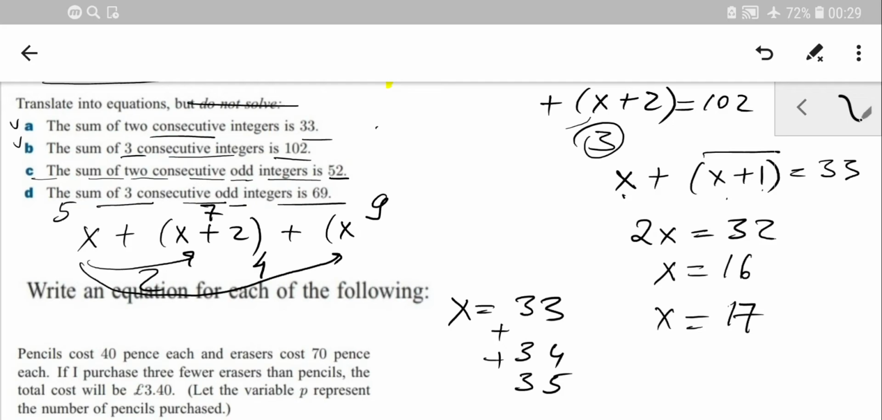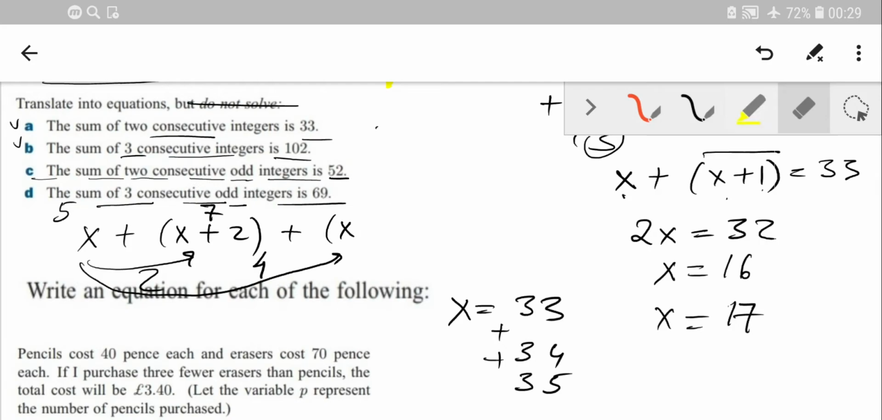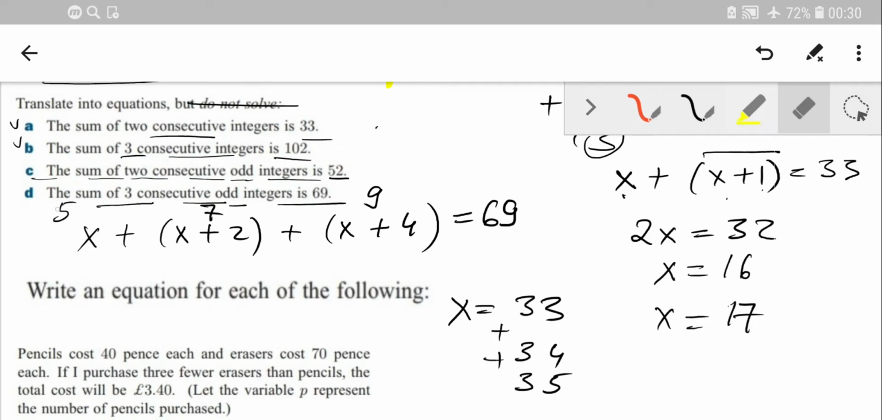But actually, if you're well versed with arithmetic sequences, you won't have any problem here. So we'll get x plus 2, and the last one, if it's 9, so x plus 4, right? If you add them up, the result is 69, so you can easily solve that. Try to solve it on your own, and you'll get the right answer.